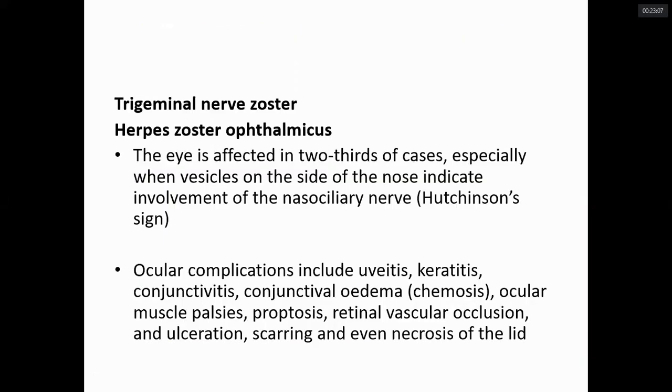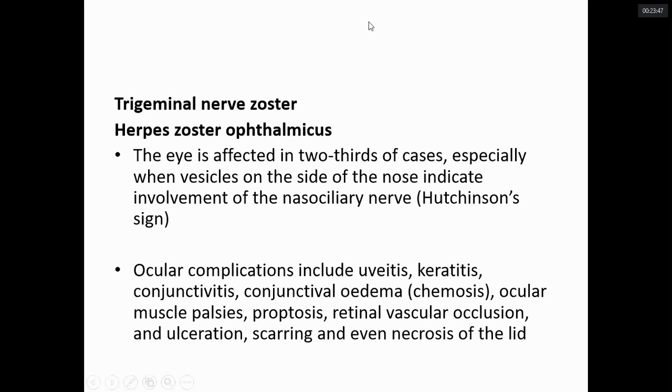Now, herpes zoster ophthalmicus. If the trigeminal nerve is involved, there can be herpes zoster ophthalmicus, and the eye is affected in 2/3 of cases. Especially when vesicles on the side of the nose are seen, it indicates the involvement of the nasociliary nerve, which is called Hutchinson sign. If there is a vesicle over the tip or side of the nose, there can be involvement of the nasociliary nerve, which means there can be involvement of the cornea, which is called Hutchinson sign.